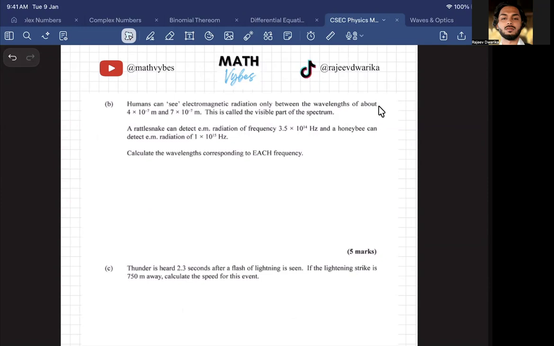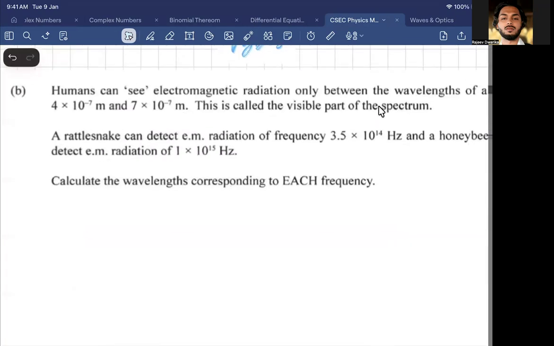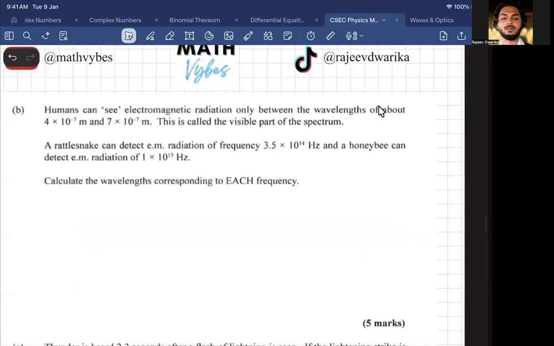So let's just do this question quickly. Ambika, give it a read for me. Humans can see electromagnetic radiation only between the wavelengths of about 4 by 10 to the power of -7 meters and 7 by 10 to the power of -7 meters. This is called the visible part of the spectrum. A rattlesnake can detect EM radiation of frequency 3.5 by 10 to the power of 14 Hz, and a honeybee can detect EM radiation of 1 by 10 to the power of 15 Hz. Calculate the wavelengths corresponding to each frequency.